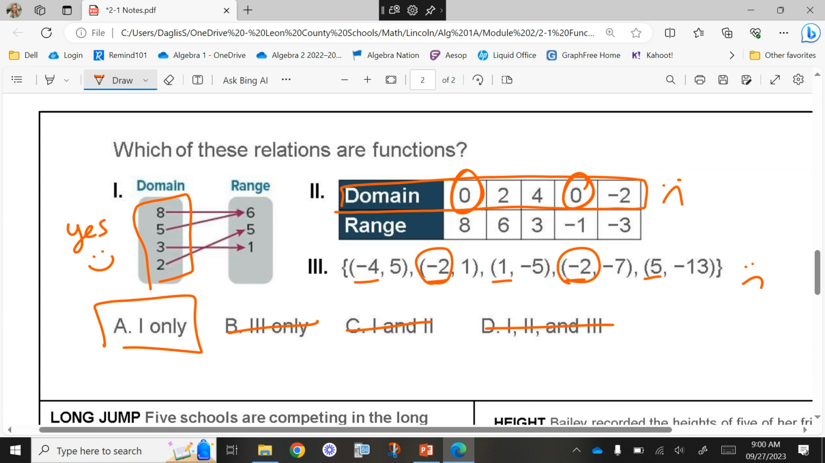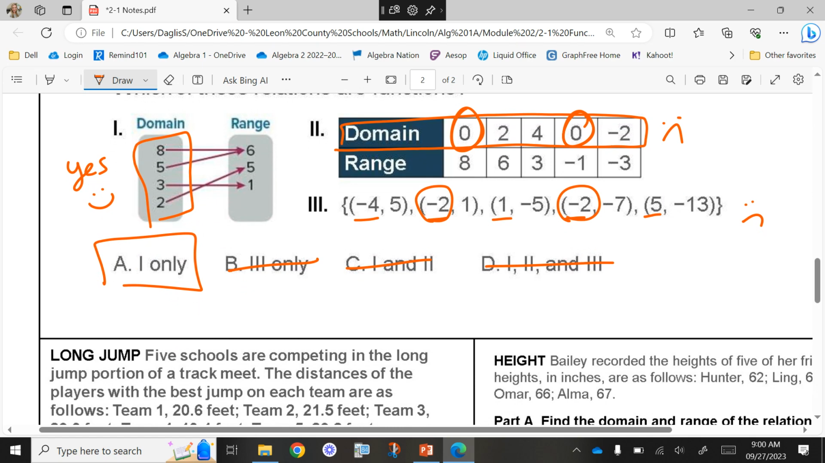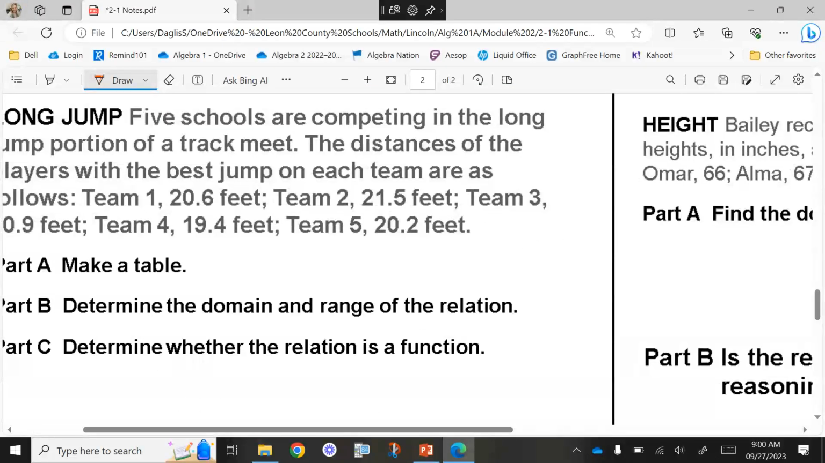So that's when the information is given to you already mapped out. Sometimes we got to pull information out of a description. Okay? So we have to determine what is domain and what is range. So let's do the long jump first. Okay? Long jump. Here we go.